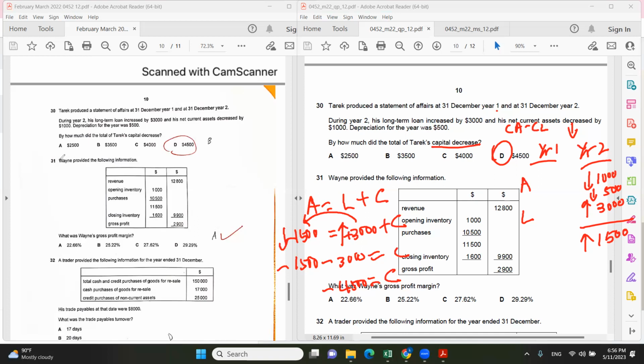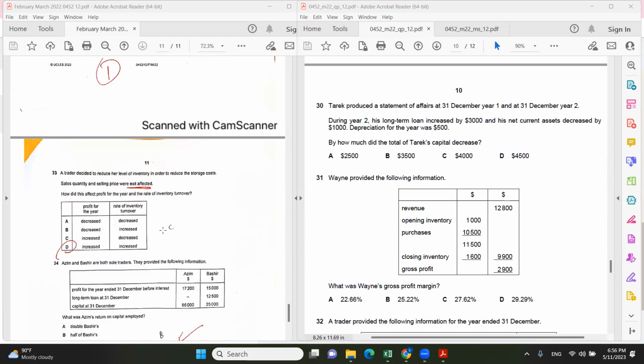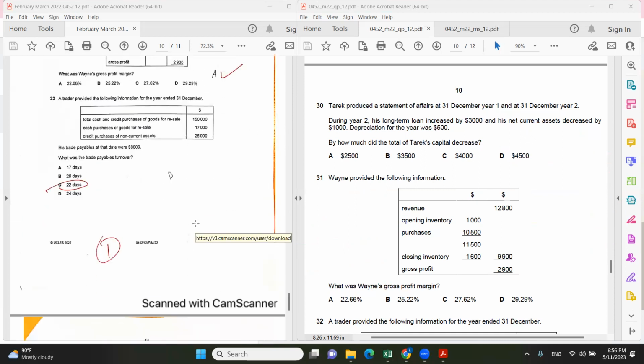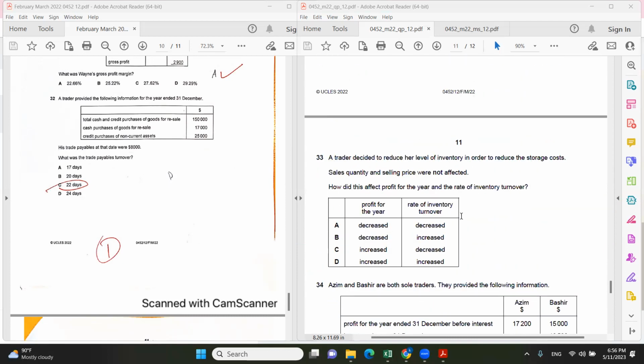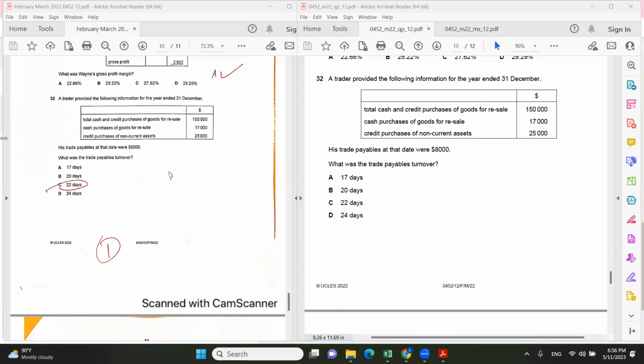Okay. Next is question 32. A trader provides the following information for the year ended 31st December. Okay. His trade payable is 8,000.